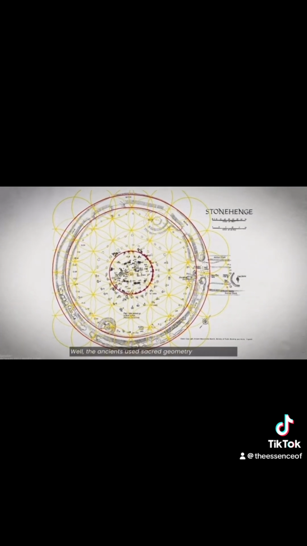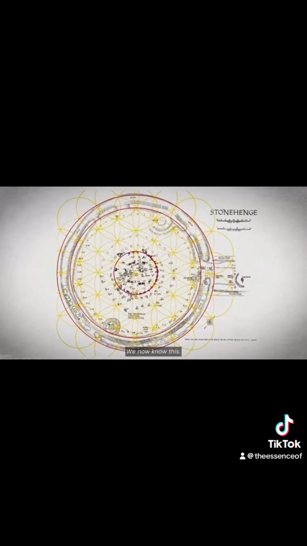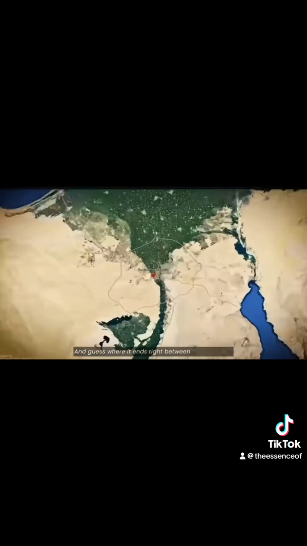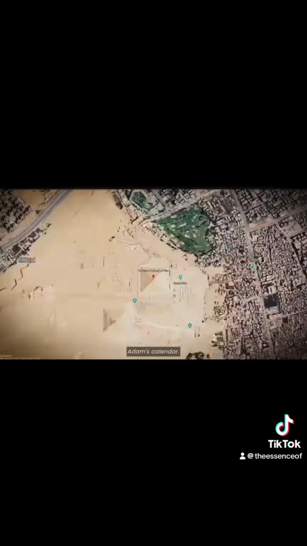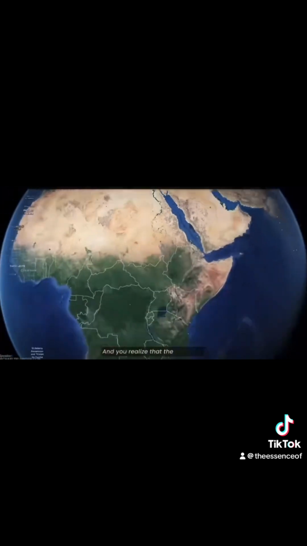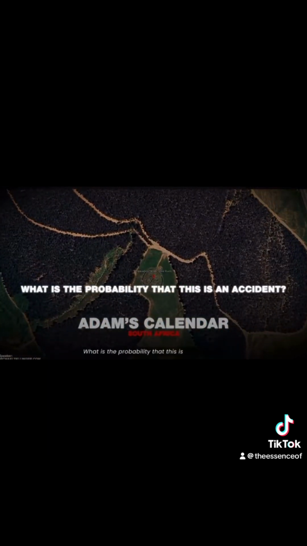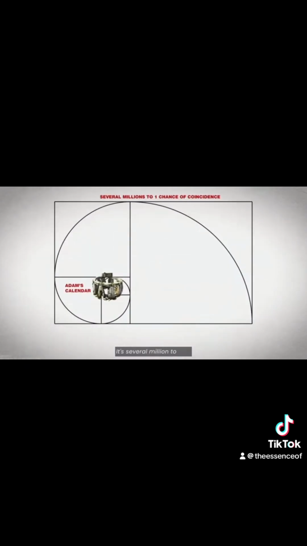The ancients used sacred geometry for everything. We now know this. So I drew a golden mean spiral from Adam's calendar, and guess where it ends? Right between the pyramids. Adam's calendar. And you realize that the argument of probability can be used here. What is the probability that this is an accident? It's several million to 1, so it must be connected. And that there's a reason why these are here in that distance exactly from Adam's calendar.